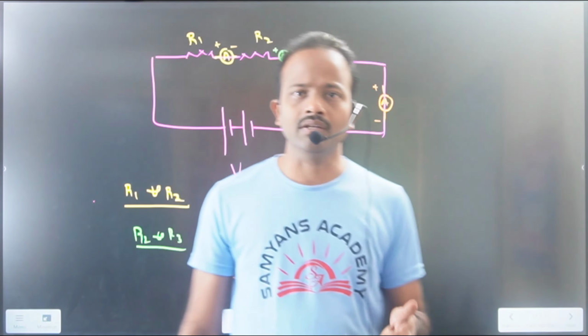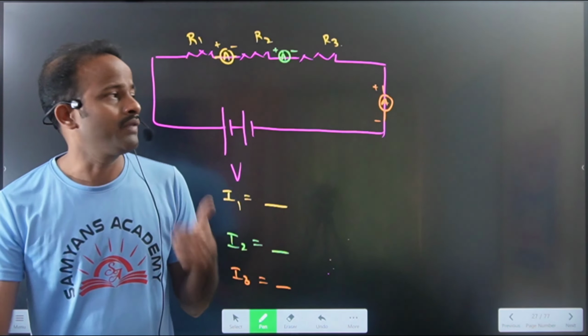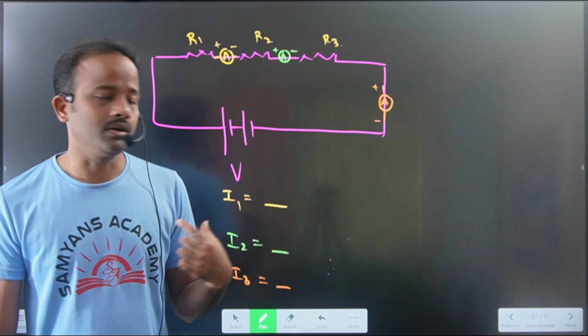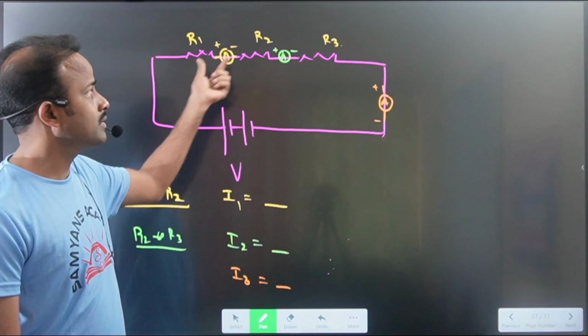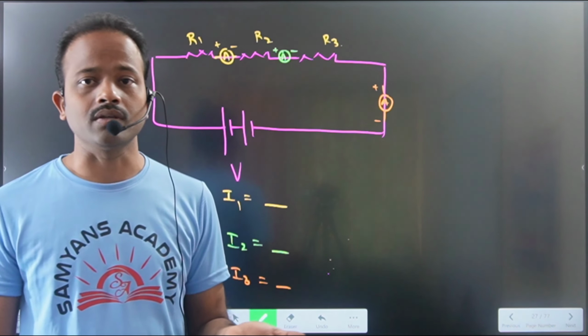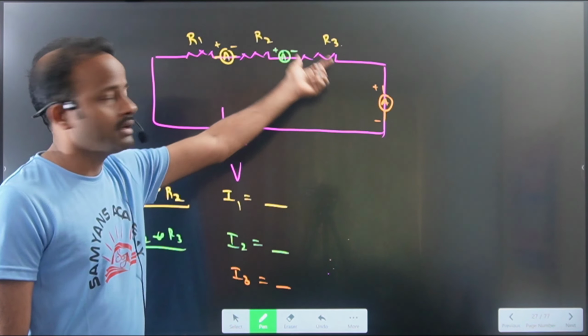In this activity, we are asked to find the voltage drop across resistor R1 and resistor R2. You check the voltage drop here, how much it is. Here it is how much, here it is how much.